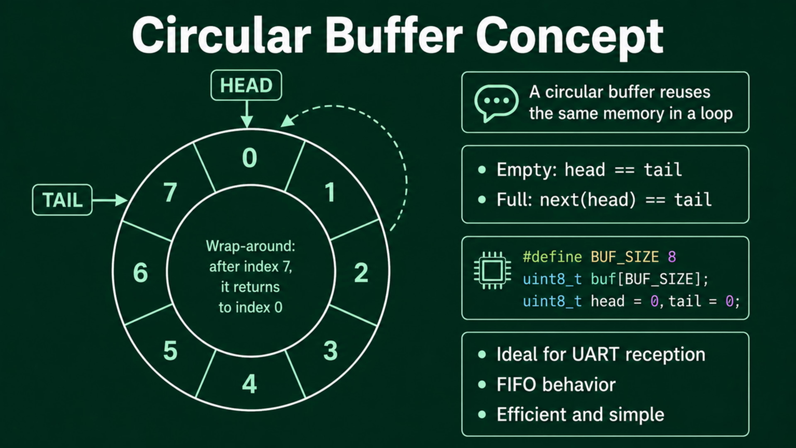The buffer is empty when the head and tail indexes are equal. A common method considers the buffer full when advancing the head by one position would make it equal to the tail. Circular buffers are ideal for UART reception because they provide first in, first out behavior without shifting memory. They are efficient, predictable, and suitable for interrupt-driven embedded systems.